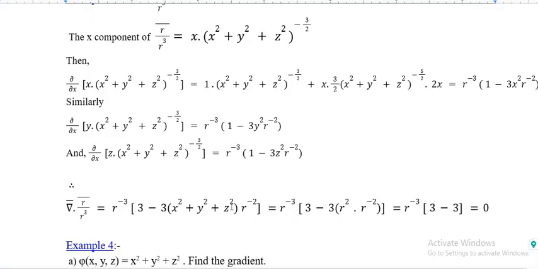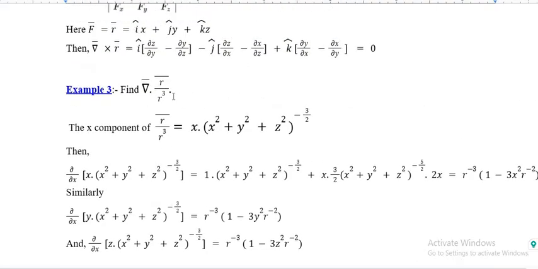x square plus y square plus z square, obviously this is r square. So r square into r to the power minus 2, this gives you 1. So what you have? r to the power minus 3 into (3 minus 3). So 3 minus 3, this is 0. So if you want to find the divergence of r by r cube, this function, this will obviously give you 0.